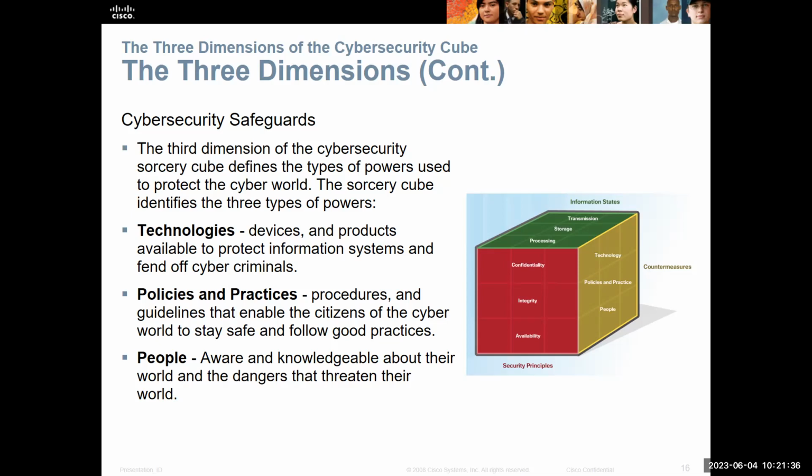The CIA triad contains confidentiality, integrity, and availability. So the confidentiality has to do with the technologies that are deployed on the devices and products available to protect information systems and fend off cyber criminals, all right? Then policies and practices. This has to do with procedures and guidelines that enable the citizens of the cyber world to stay safe and follow good practices.